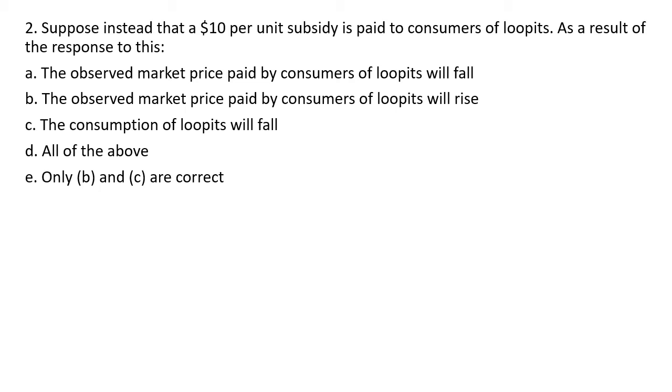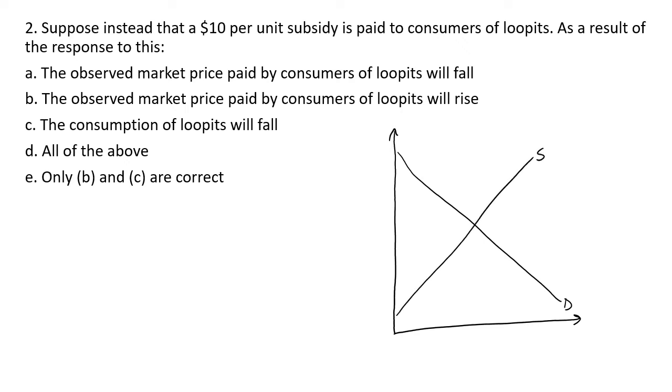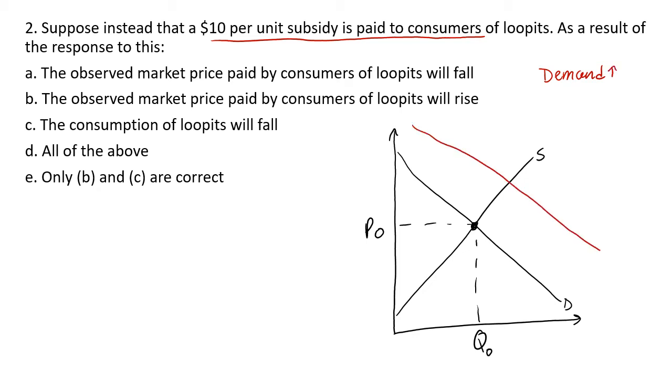Suppose instead that there's a $10 per unit subsidy paid to consumers of Lupits. As a result, what will happen? So if we draw our market for Lupits, again, we know nothing about the demand and the supply, so we'll just draw them like that and sketch out our equilibrium. Okay, now this subsidy is going to consumers, so it's demand that's going to increase. So our demand increases. Let's try that again. Now it's a little more parallel. So demand with the subsidy increases like this.